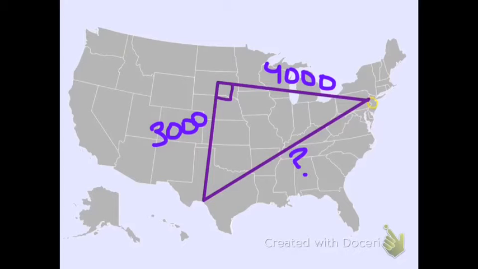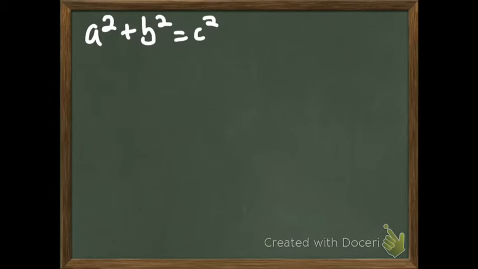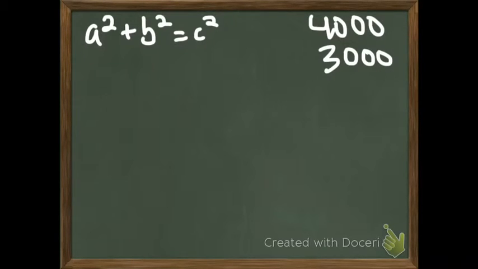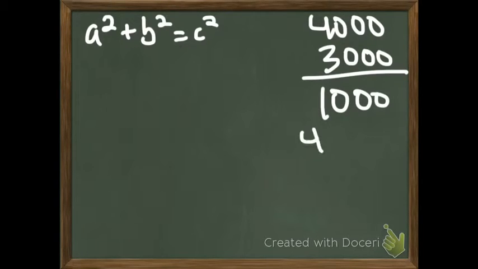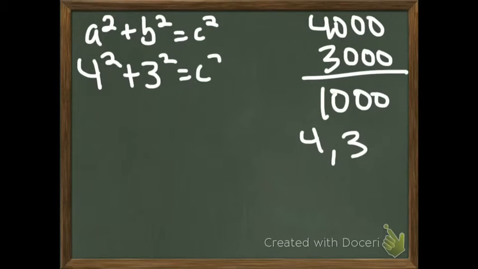Okay, so you know that two lengths are 4,000 and 3,000 miles. So let's write this out. However, you can easily simplify this by dividing by 1,000, so they both become 4 and 3, so they're easier numbers to work with. So now we must fill it into our equation, a squared plus b squared equals c squared. So now it becomes 4 squared plus 3 squared equals c squared.